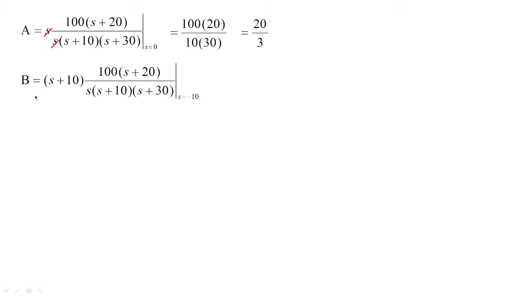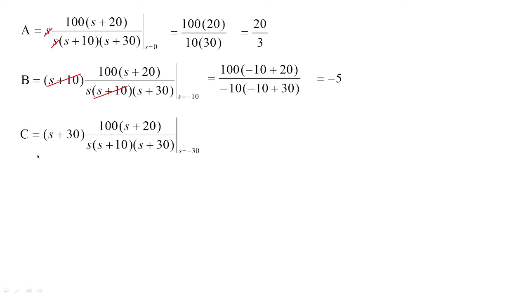Similarly, I am going to go with B. For B, I have to multiply S plus 10 and we have to remove the S plus 10 from the main equation and just substitute S is equal to minus 10. With this, we are going to obtain the value of B, which is equivalent to minus 5. Similarly, C can be obtained with the help of S plus 30 multiplied with the main equation, just cancelling out the like terms and substituting the S value equivalent to minus 30. With this, we are going to get the value of C, which is equivalent to minus 5 by 3.